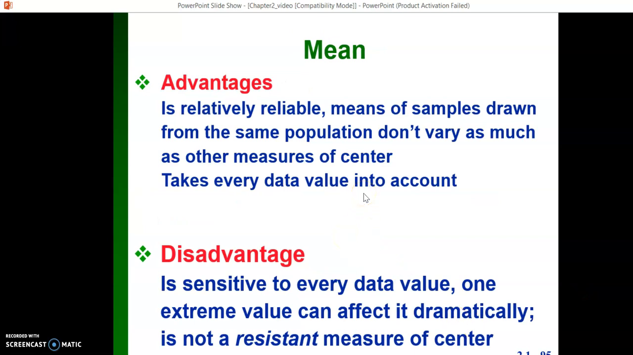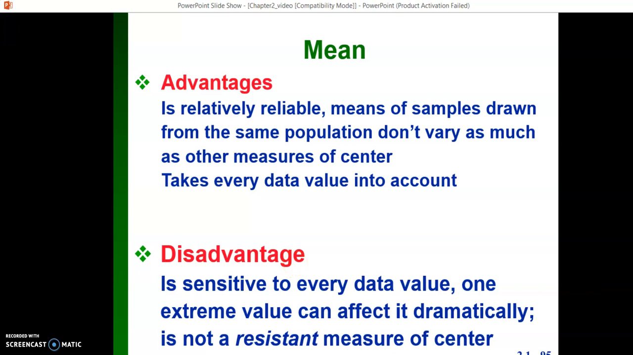The mean has advantages and disadvantages. We call the mean a good measure of center; sometimes it is reliable, sometimes it is not. The advantage of the mean is that we count each single data value to calculate it. That's the most important advantage. What's the disadvantage? If you see one extreme value or an outlier, that affects the mean.